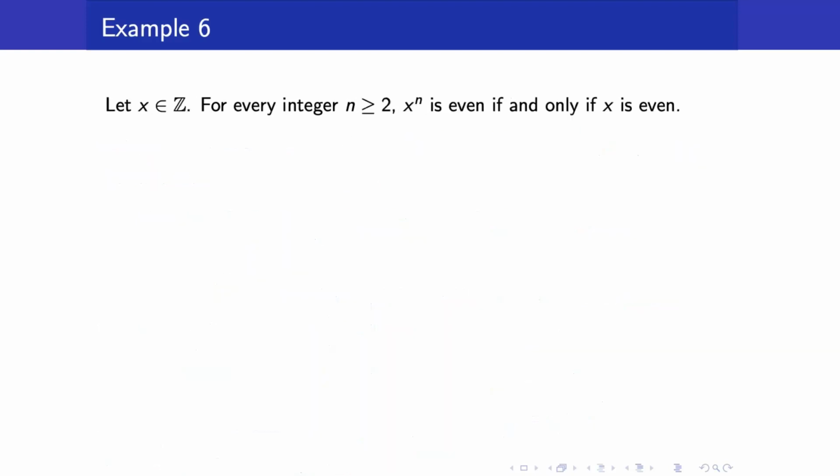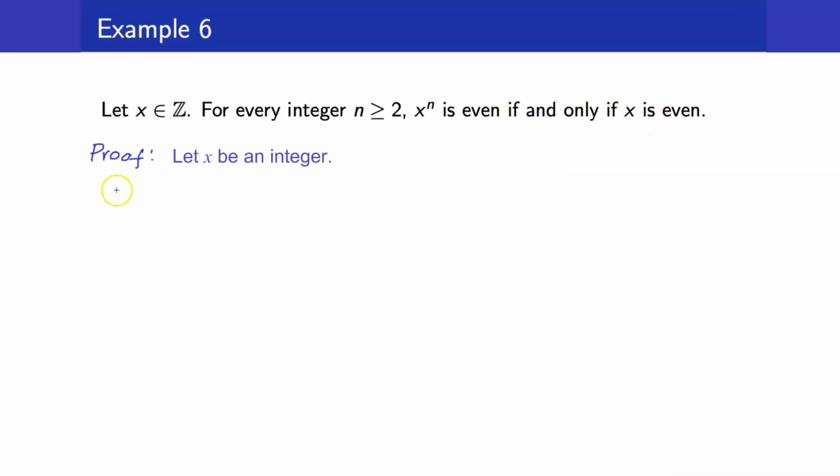For our last example, suppose that we have a fixed integer x. We want to show that for every integer n greater than or equal to 2, x raised to the n is even if and only if x is even. This is a biconditional statement, so therefore, we need to prove 2 directions. We prove this direction first.